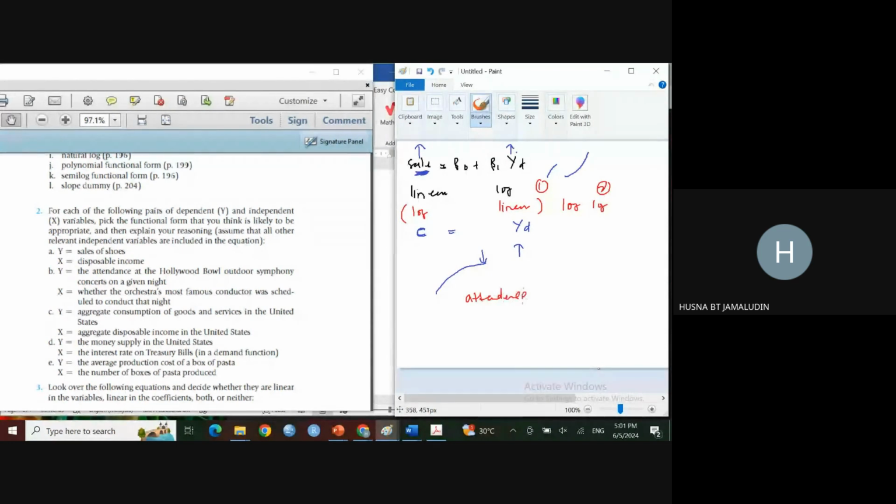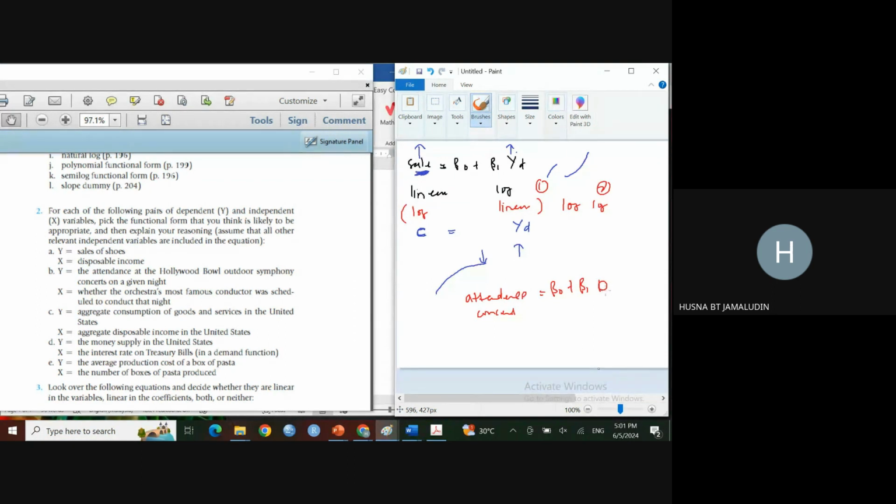Attendance on concert is a function of beta naught plus beta 1. This is a dummy variable, right? Whether the orchestra is a famous actor or not. So this is a dummy. What is the functional form? Anyone?